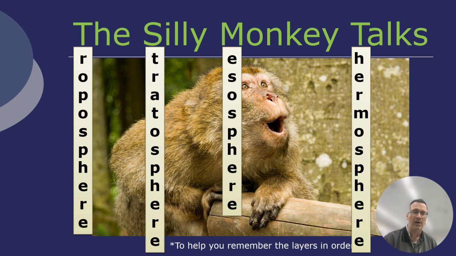We're in the troposphere. The silly, the next one would be the stratosphere. Monkey, that would be the mesosphere. And finally, talks for the thermosphere. So those are the layers of the atmosphere in order from lowest to highest: troposphere, stratosphere, mesosphere, thermosphere.